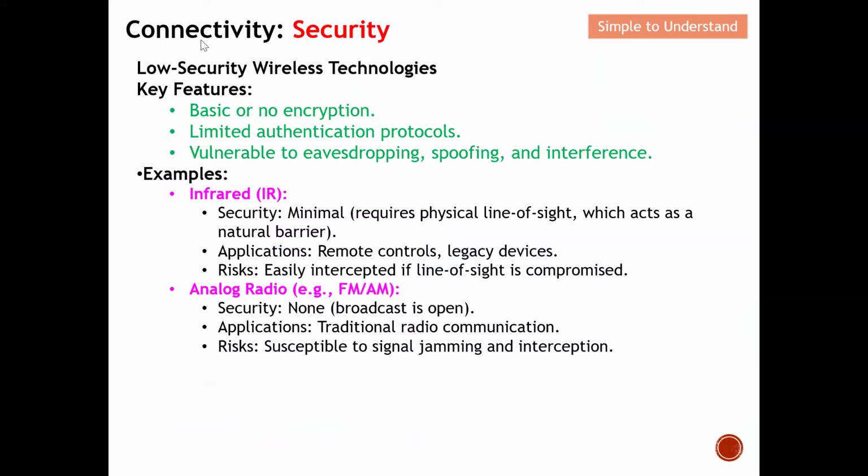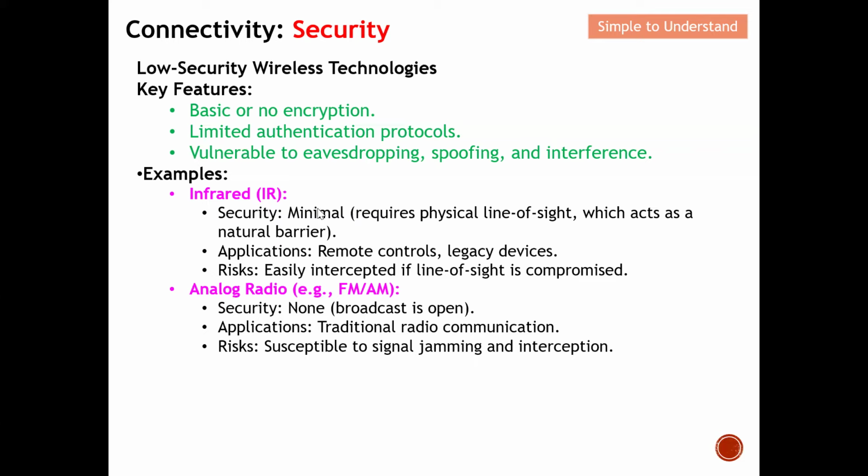Let's start by discussing the low security wireless technology. The key feature is that there is basic or even no encryption for this form of wireless communication. They have limited authentication protocols. Because of this, they are very vulnerable to eavesdropping, spoofing, and also interference. An example of low security wireless technology will be infrared. Infrared is basically used by remote controls. In this form, the security is very minimal.